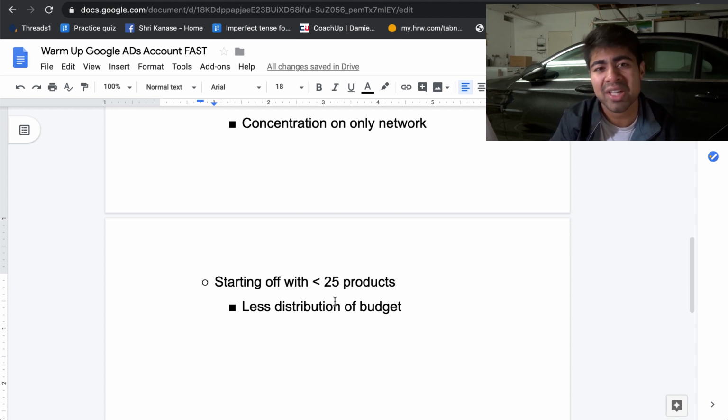The more products you have, the higher the chances of you finding those winning products, and the higher the chance of you making money with the platform. Again, because you have less than or equal to 25 products, there's a lower amount of distribution of the budget, and these 25 products can thoroughly be tested within the first week before you start adding more.